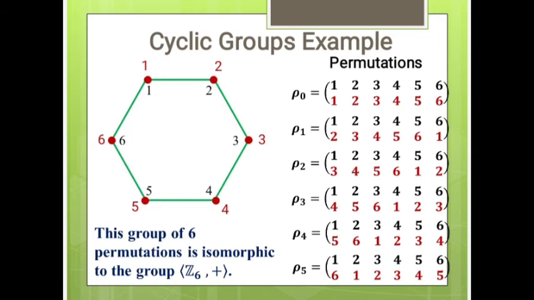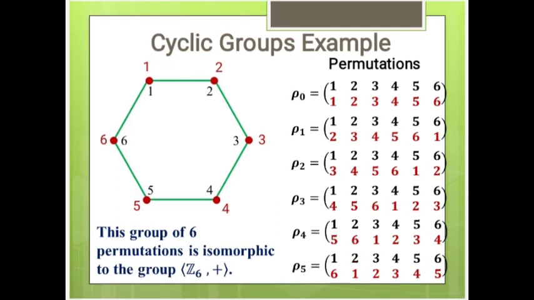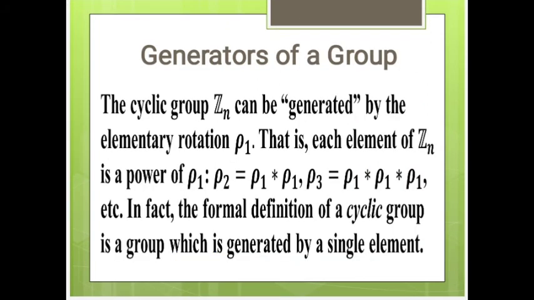And for row sub 4, it becomes 1, 2, 3, 4, 5, 6, and 5, 6, 1, 2, 3, 4. While row sub 5, it becomes 1, 2, 3, 4, 5, 6, and 6, 1, 2, 3, 4, 5. This group of 6 permutations is what we call isomorphic to the group of integers modulo 6, and so on. Let's have generators of a group.